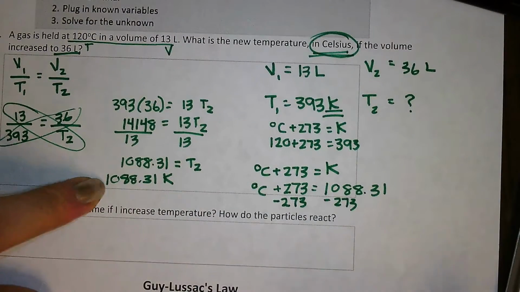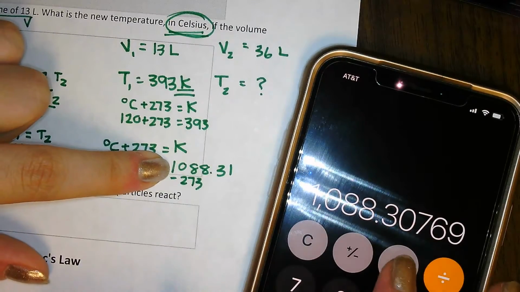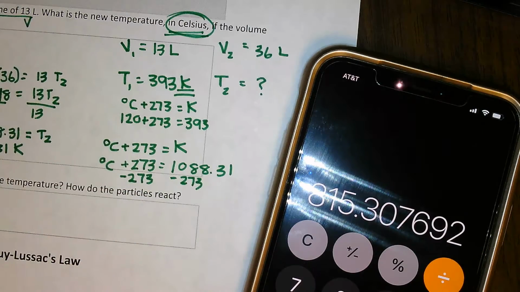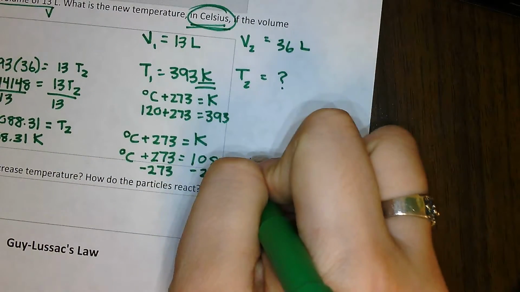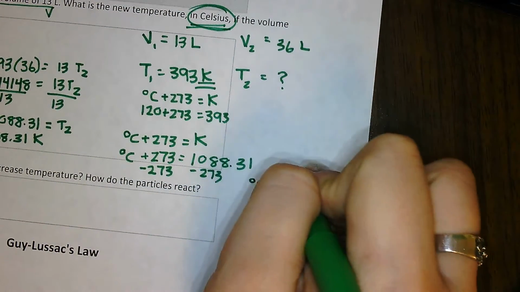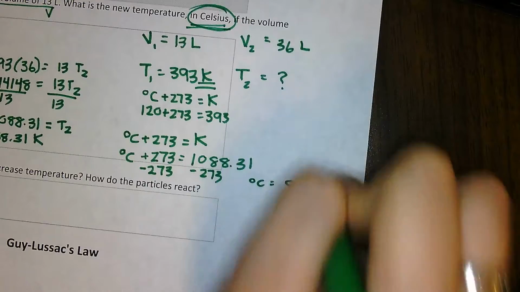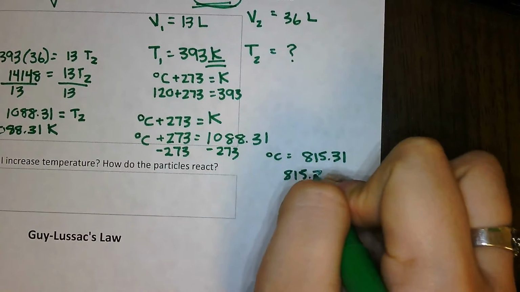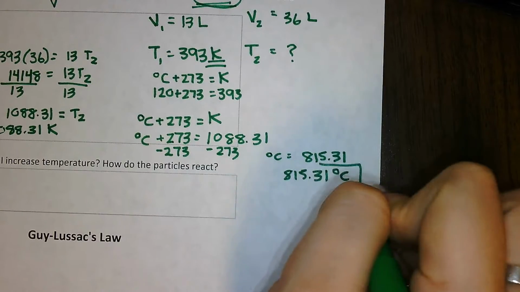And now I go to my calculator again. 1088.31 minus 273 is approximately 815.31. So degrees Celsius is equal to 815.31. My final answer being 815.31 degrees Celsius.